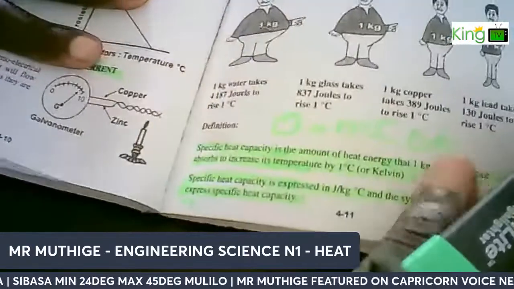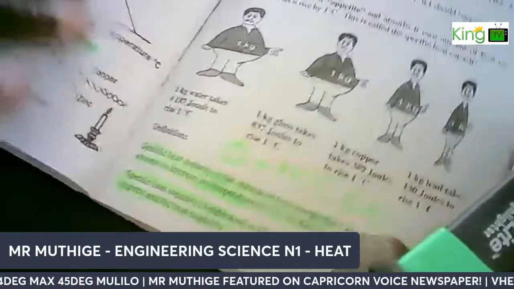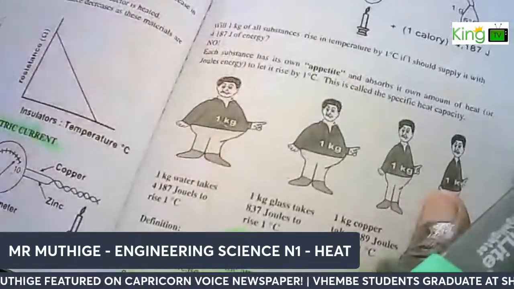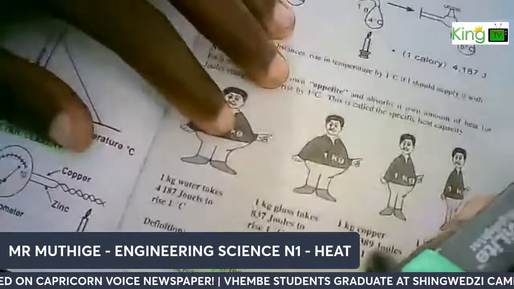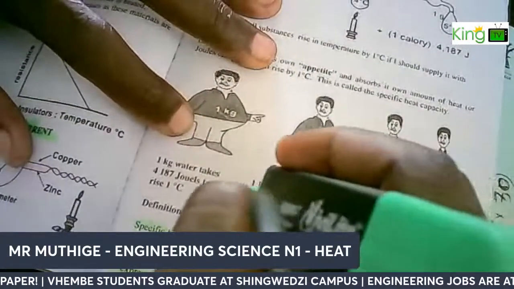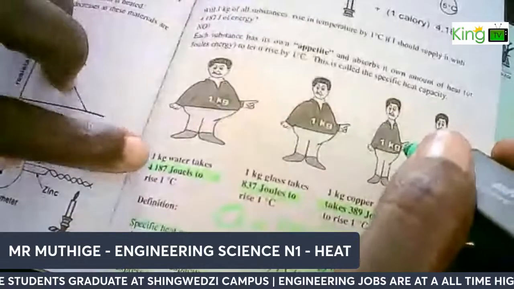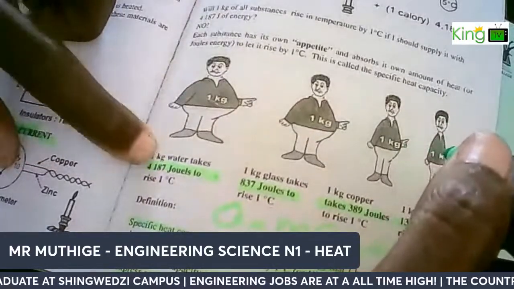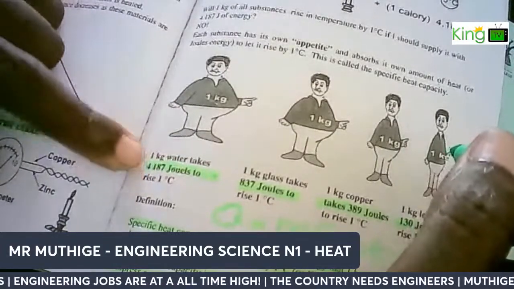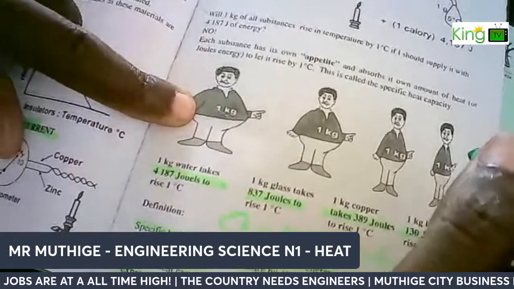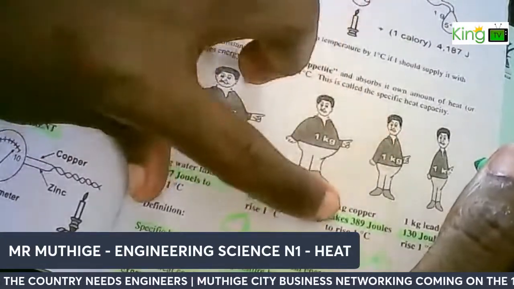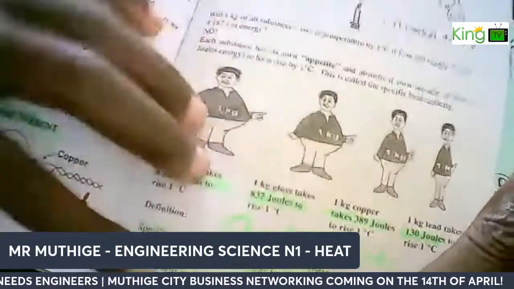Specific heat capacity basically will tell you that the same amount of material, but different substances, have different quantities. For example, 1 kg of water takes 4,100 and something joules to raise 1 degree Celsius. For other substances, it takes less, and for others, it takes much less.